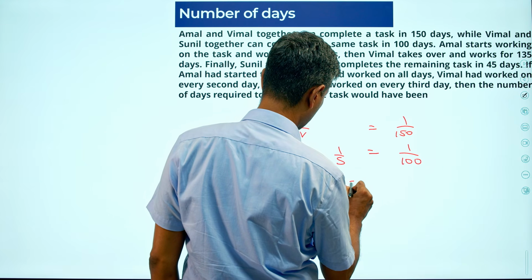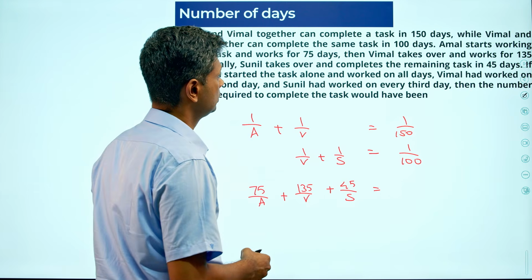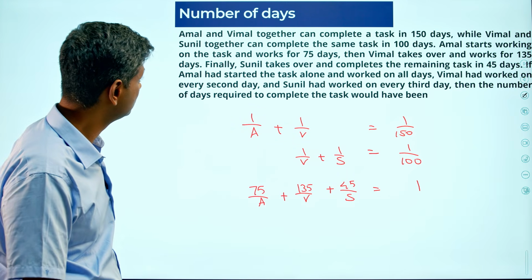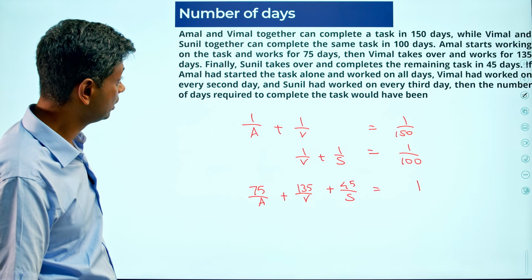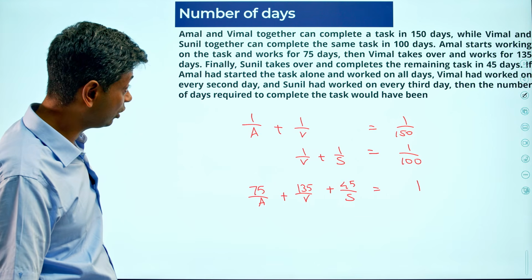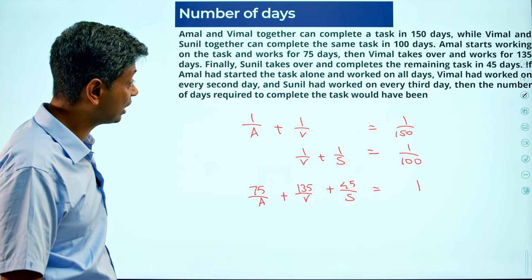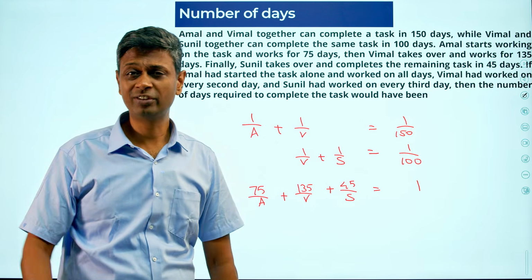Plus 45 by S equals 1. They finish the whole task. If Amal had started the task alone and worked on all days, and Vimal had worked on every second day, Sunil had worked on every third day, then the number of days required to complete the task would have been... So basically they're saying find A, V and S and then simplify after that.